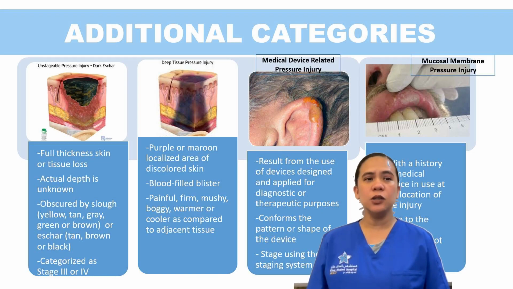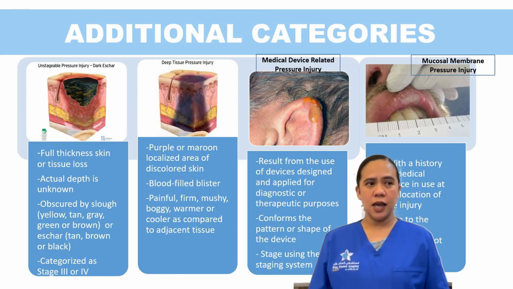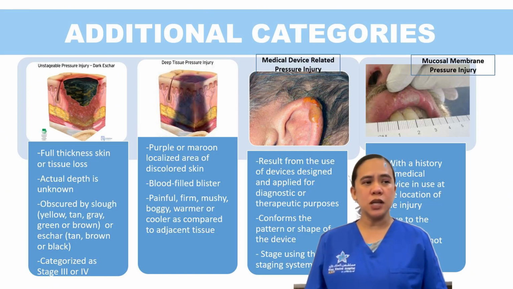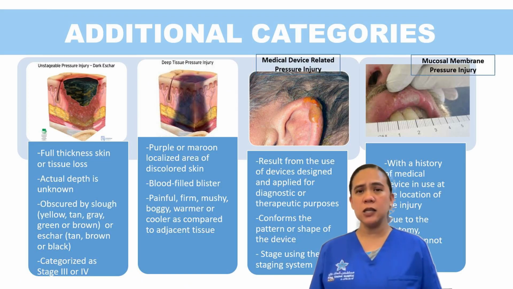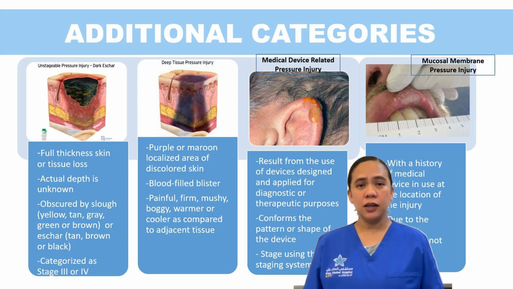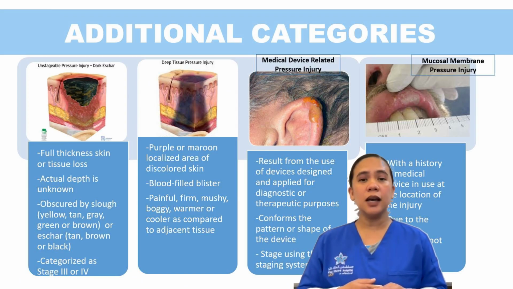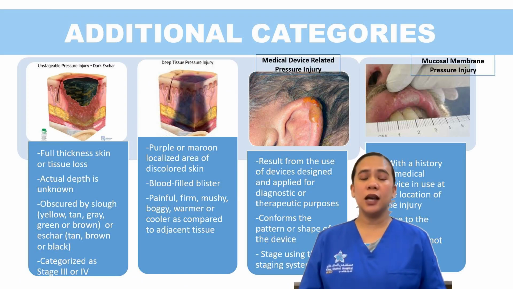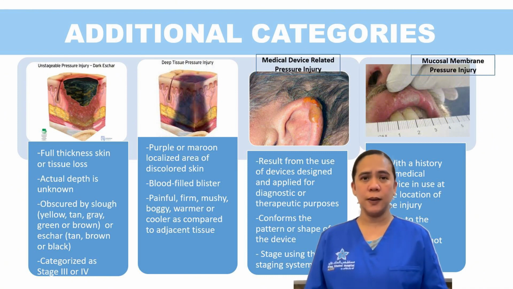We have additional categories as well: the unstageable pressure ulcer injury, deep tissue pressure injury, the medical device-related pressure injury, and the mucosal membrane pressure injury. Unstageable pressure injury involves full-thickness skin tissue loss, but the actual depth is unknown. Unless a debridement can be done, then you can categorize it as a Stage 3 or Stage 4 pressure ulcer.